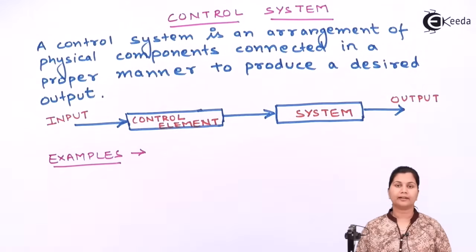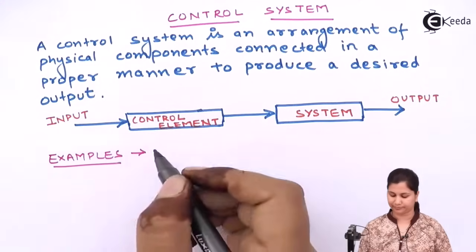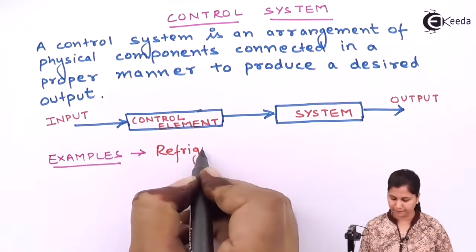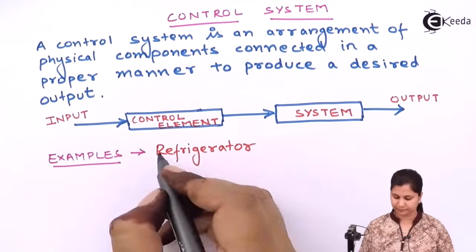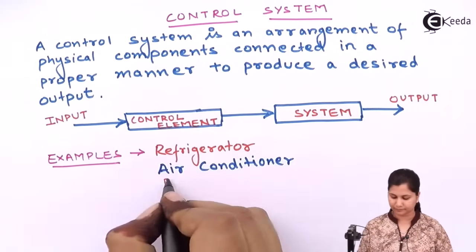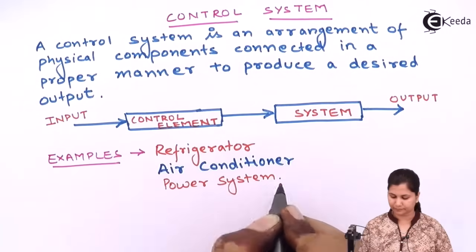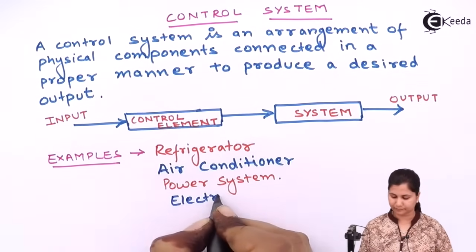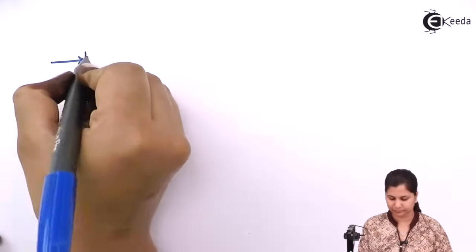Now see a few examples of control system. Home heating system, refrigerator, air conditioner, fan, electric iron, all these are examples of control system we see in our day-to-day life. Let's take an example to illustrate how a control system works.